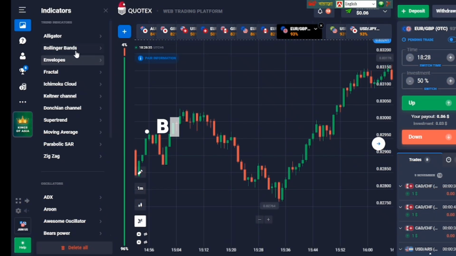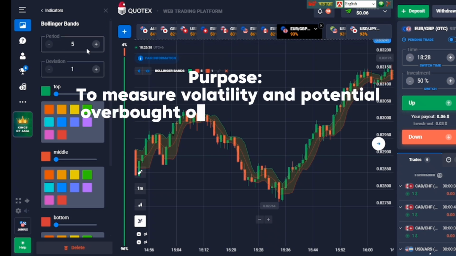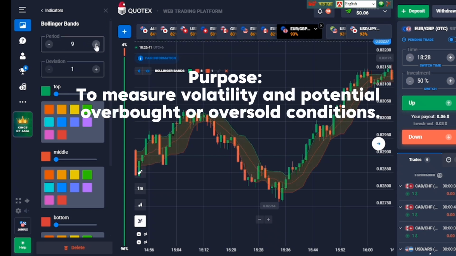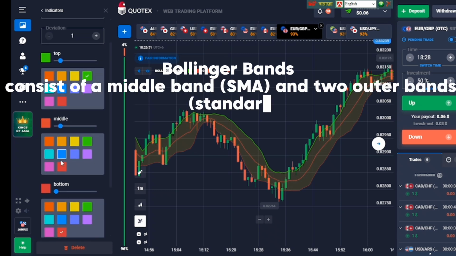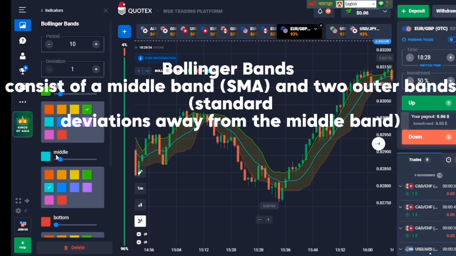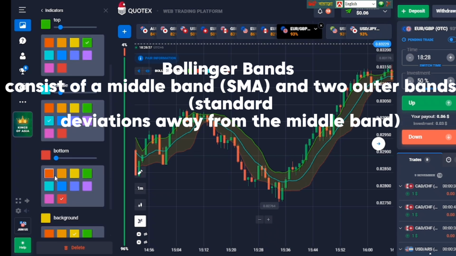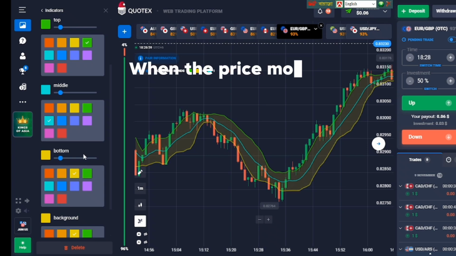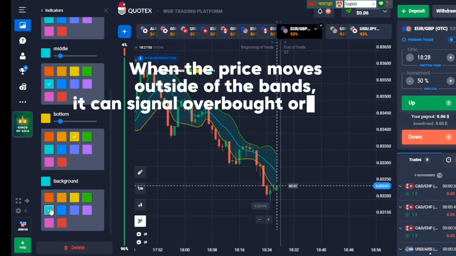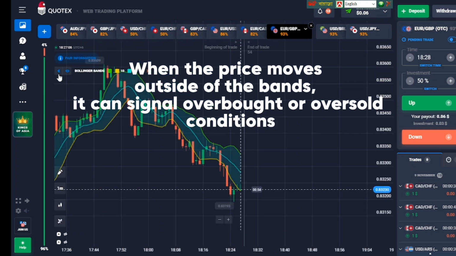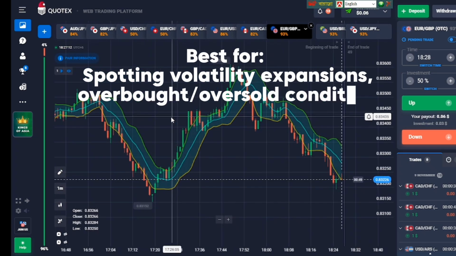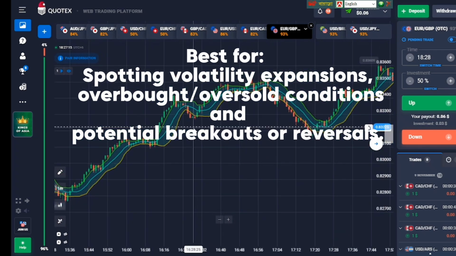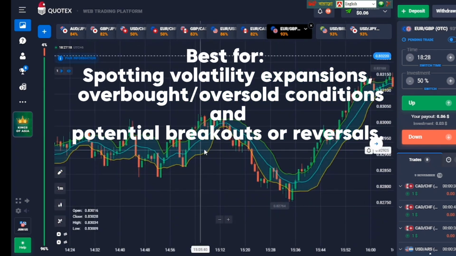Next one, Bollinger Bands. Purpose: to measure volatility and potential overbought or oversold conditions. Bollinger Bands consist of a middle band (SMA) and two outer bands, standard deviations away from the middle band. When the price moves outside of the bands, it can signal overbought or oversold conditions. Best for spotting volatility expansions, overbought and oversold conditions, and potential breakouts or reversals.